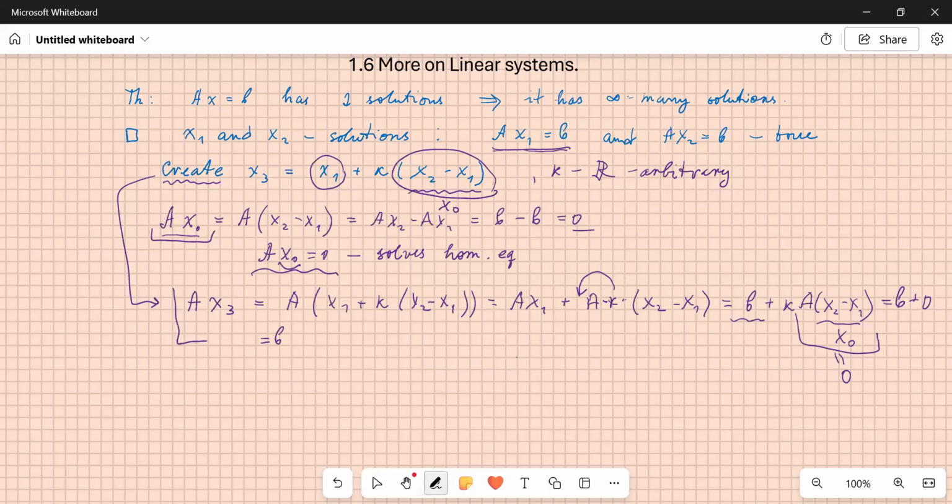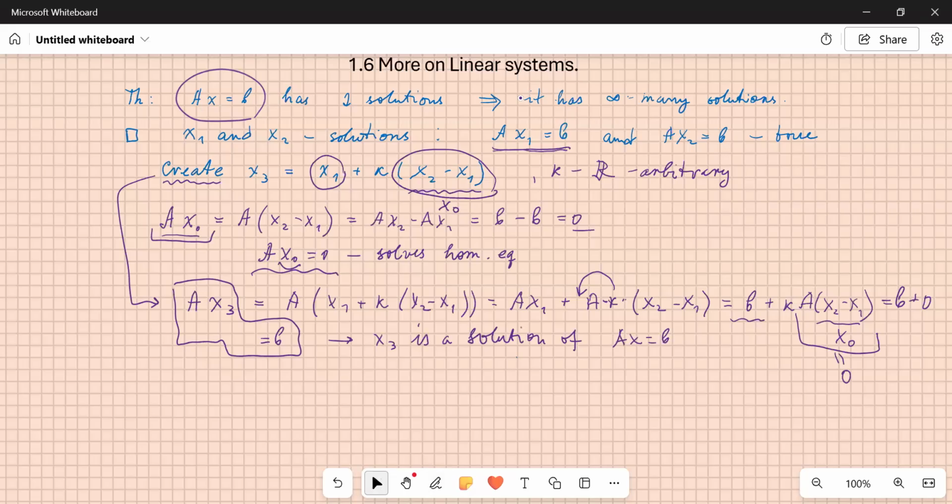So if I unify the beginning and the end, I'm going to see that my solution x3 actually solves my linear system Ax equals b. And x3 is a solution of Ax equals b. What is interesting about this solution?